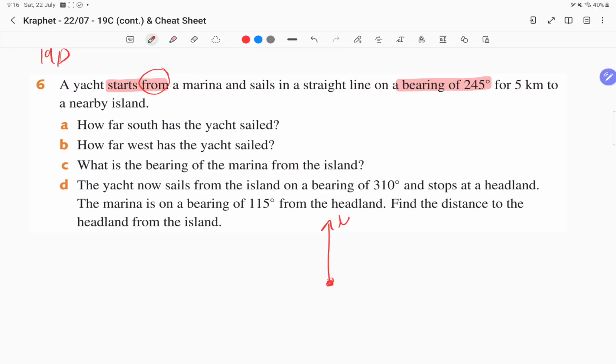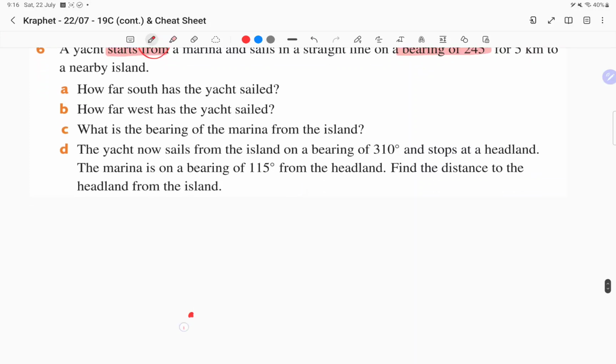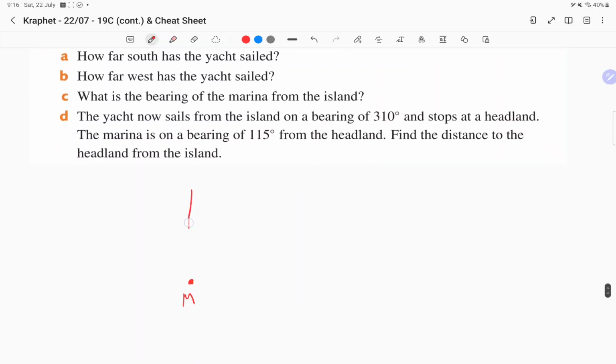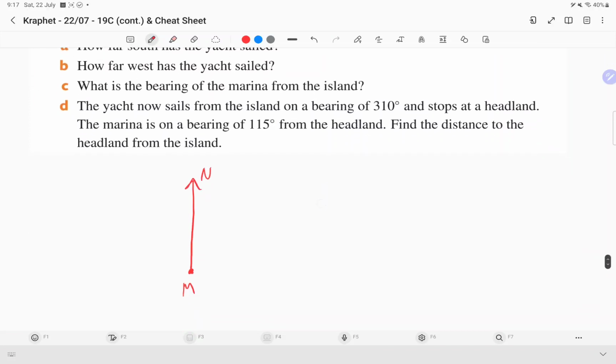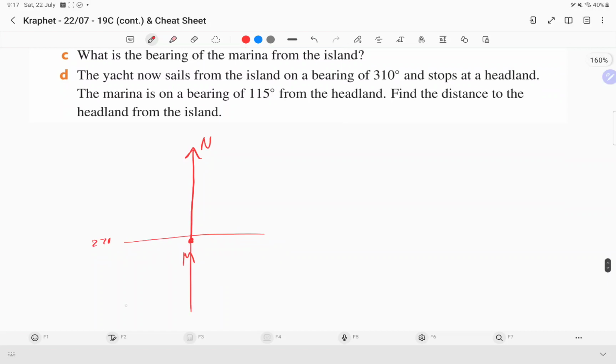Okay, so in this case, a yacht. Let's read that again. A yacht starts from a marina. Let's draw the marina as M. Sails in a straight line on a bearing 245. So 245 is from the marina, right? Does it make sense? Yeah, you need to be able to recognize these ones. So north line from the marina, and then the bearing is 245. You've got to quickly calculate. This one here is 270. So 245 is between 270 and 180, so it'll be roughly around here.